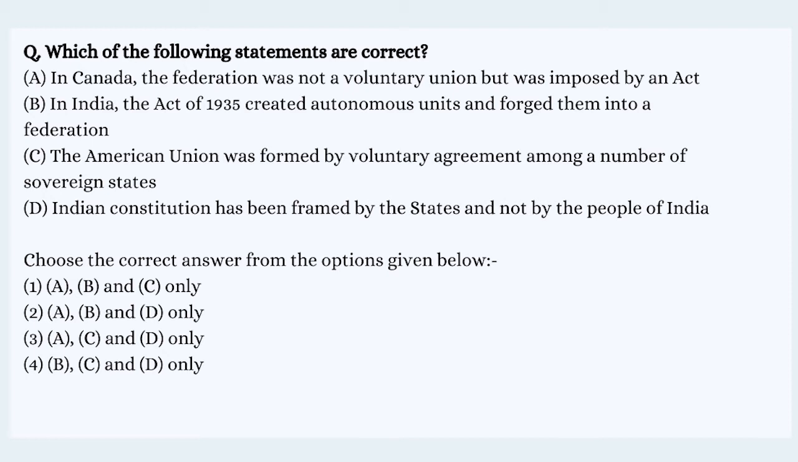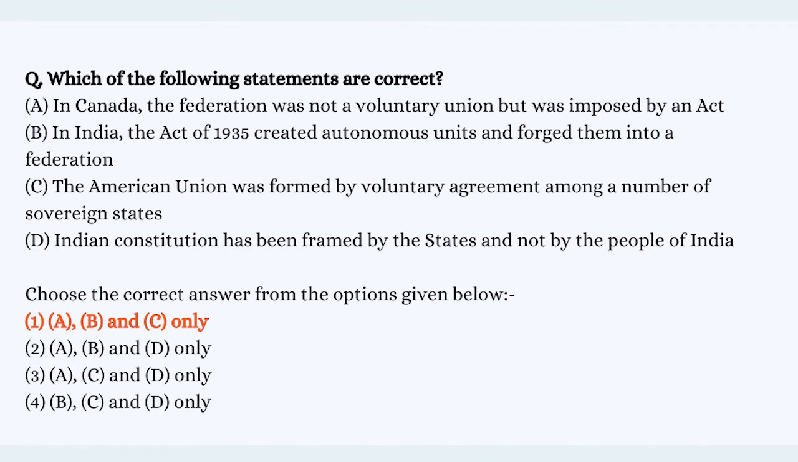Now, according to statement C, the American Union was formed by the voluntary agreement among a number of sovereign states. So yes, there was an agreement amongst the 13 original states of the USA that served as its first frame of government. Now let's see what statement D is. The Indian Constitution has been framed by the states and not by the people of India. This is a very basic statement which is completely incorrect. So statements A, B and C are correct, according to which option number 1 is the correct answer.